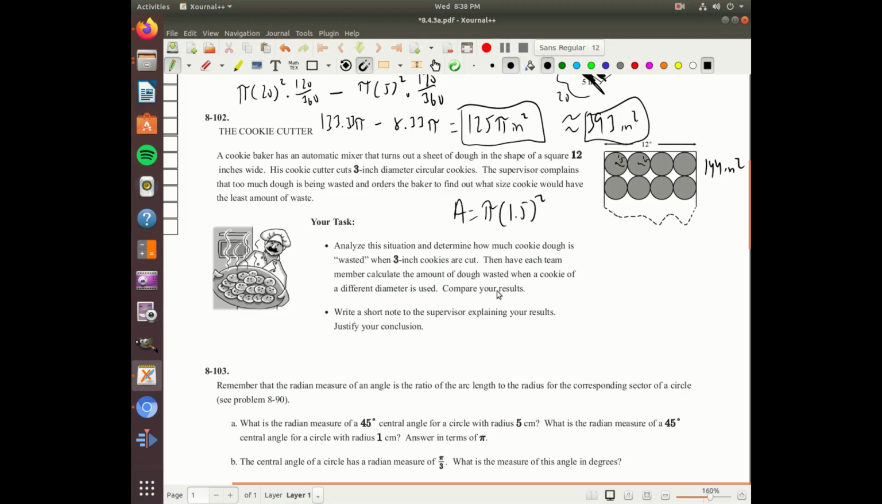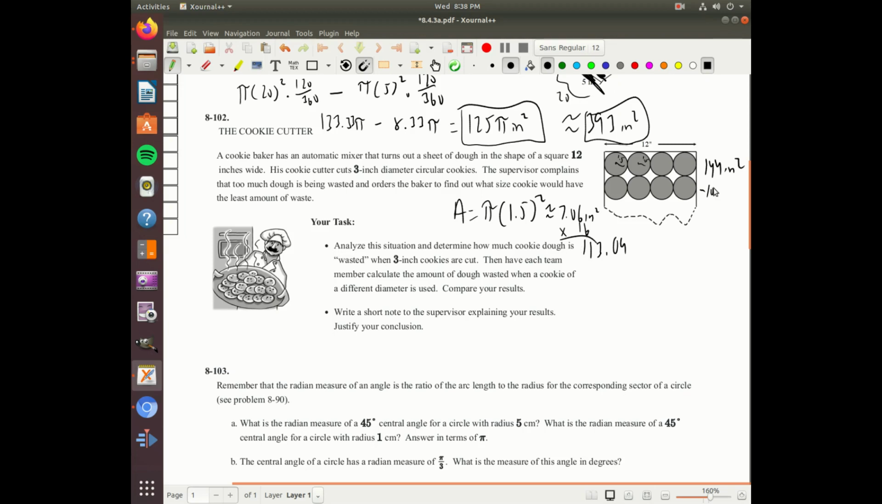And we get 7.06 inches squared. Well, obviously there's 1, 2, 3, 4, 5, 6, 7, 8, 9, 10, 11, 12, 13, 14, 15, 16 cookies, right? Because this is a square. So we'll multiply it by 16. It's 113 inches about. That's how much we're using.